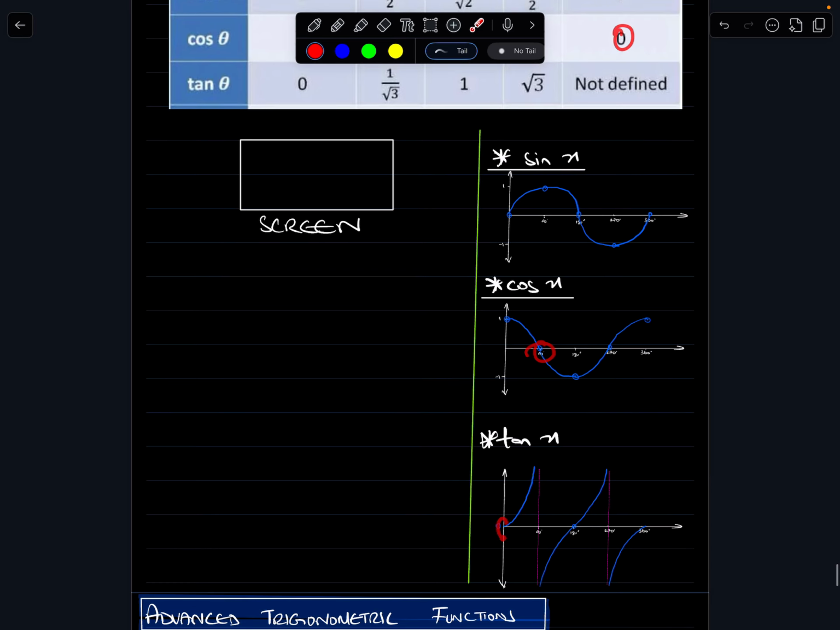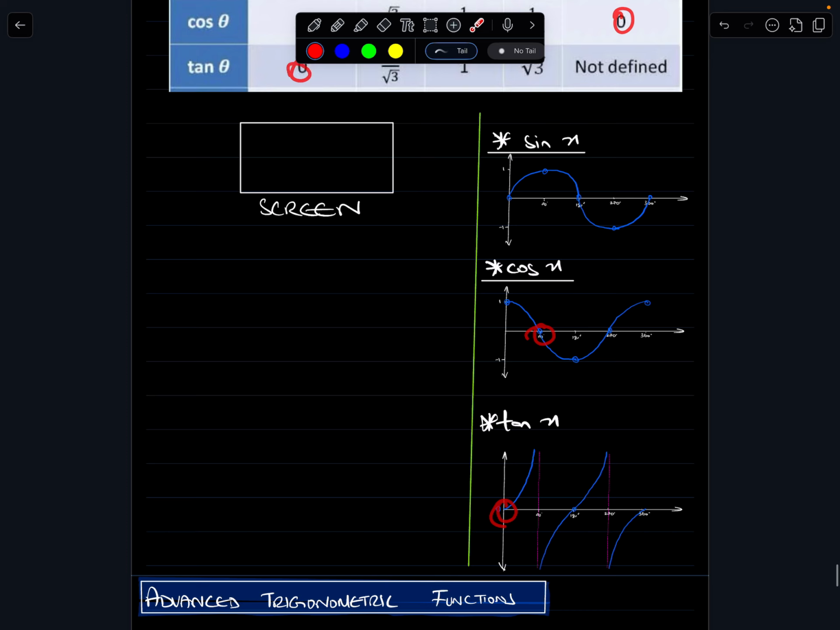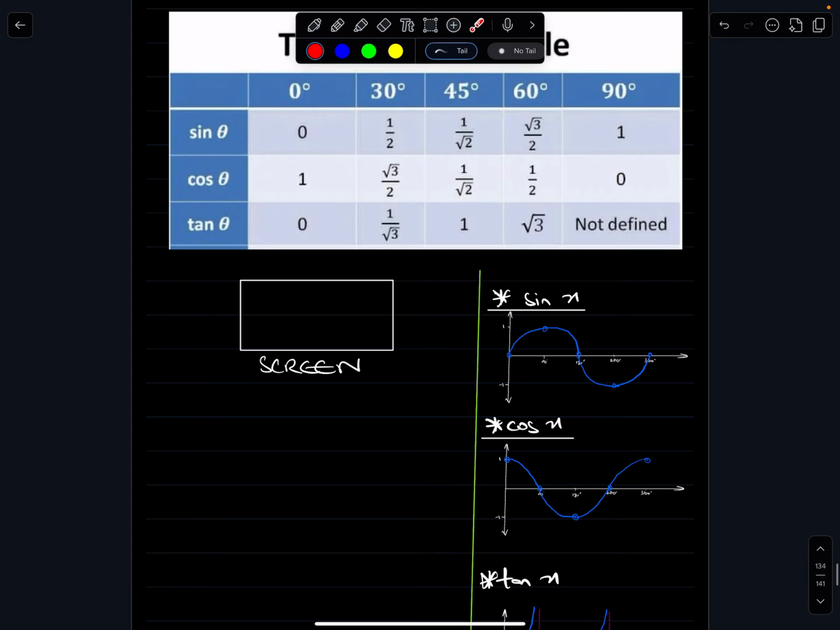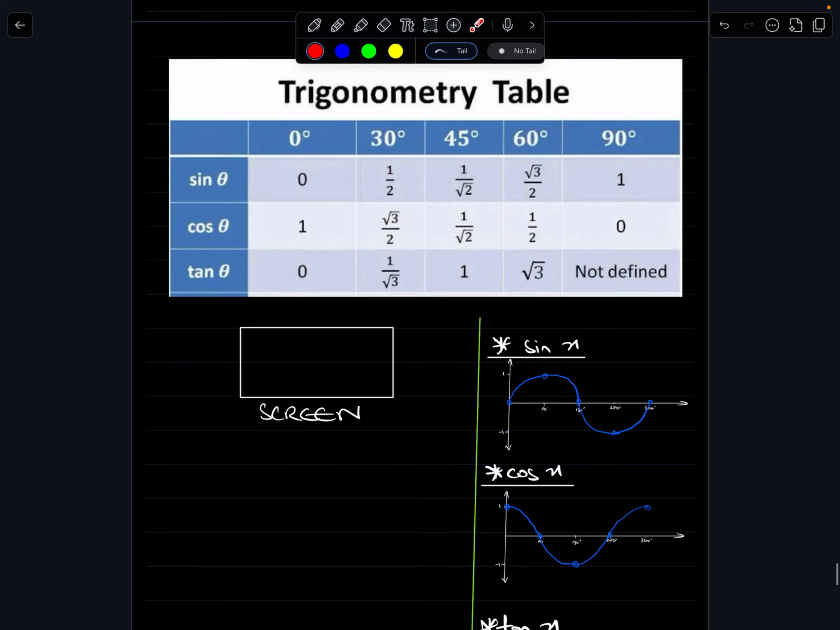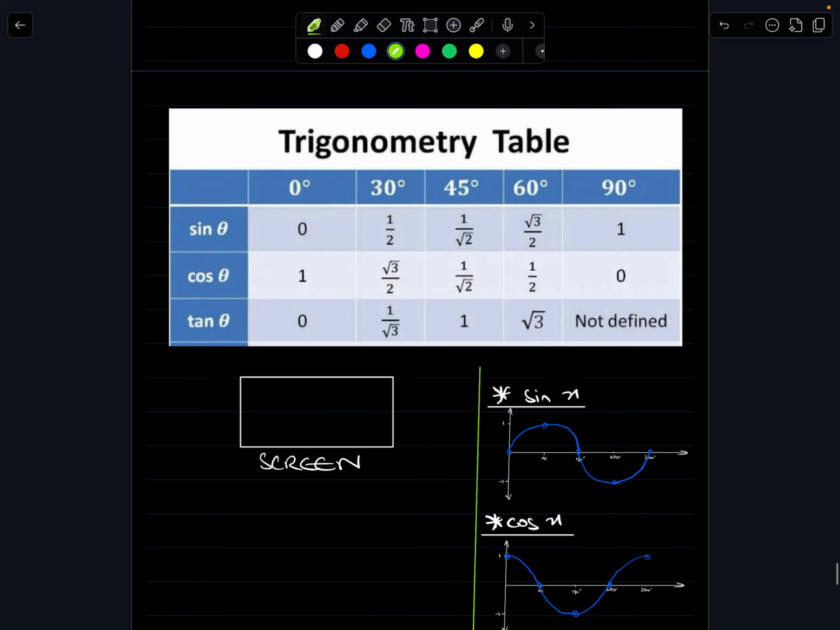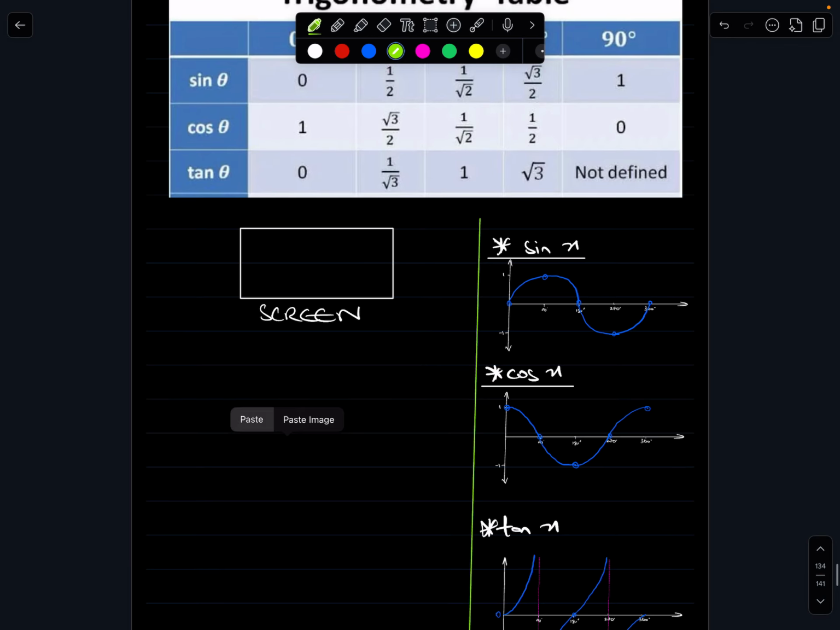Similarly, for tan x, the graph intersects at 0. And at tan 90, we have an asymptote. So 0 and infinity. And infinity can correspond to not defined. So how do you remember this? For this, it is very important that you use your imagination. And before I start on making you understand how you use your imagination, just understand this fact.